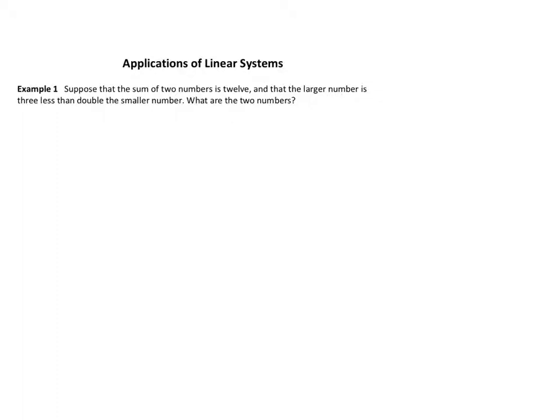Let's try a couple of applications of linear systems. In example 1, suppose that the sum of two numbers is 12 and that the larger number is 3 less than double the smaller number. What are the two numbers?